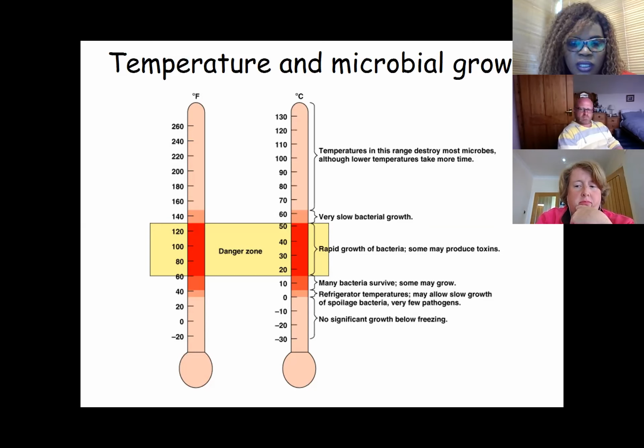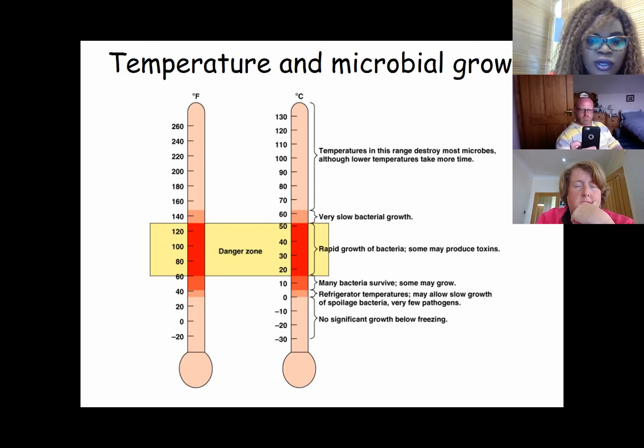So that is between 15 to around 4 or 5. From 4 to 0, refrigeration temperature may allow slow growth of spoilage bacteria, but very few pathogens. The one that we know that survives is Listeria. Lower, no significant growth. So this is not about surviving, it's about growth, okay? Does that make sense?